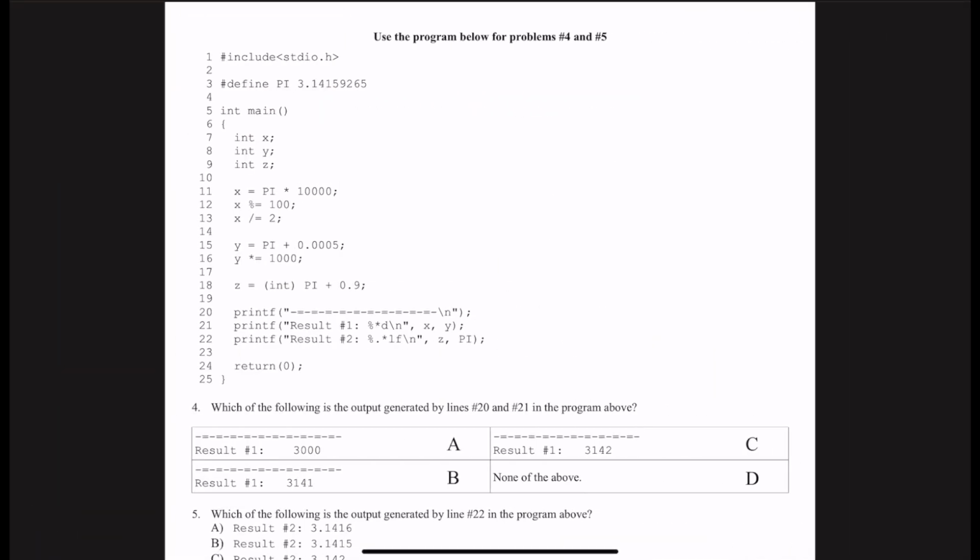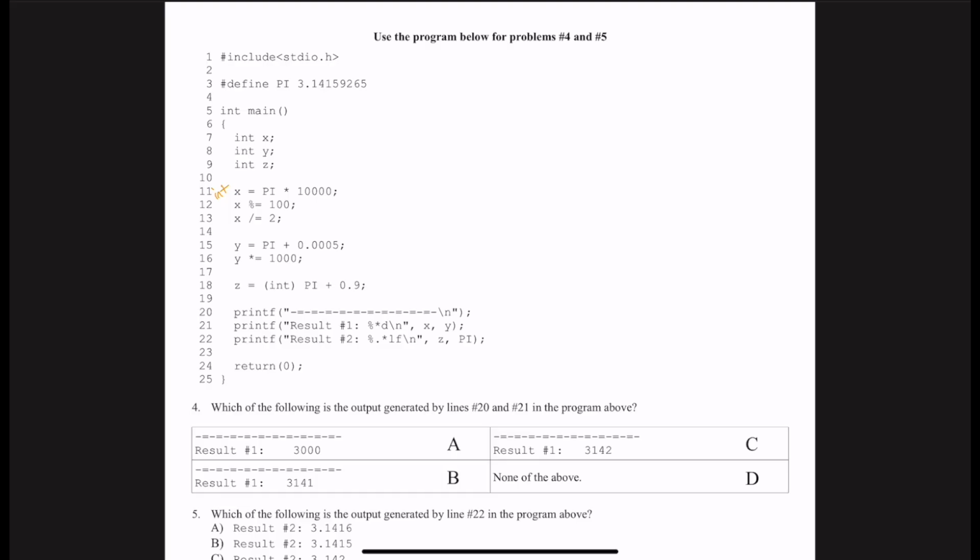All right, question 4. Which of the following is the output generated by lines 20 and 21? So we're looking for x, y, z, and pi. Or excuse me, we're looking for just x and y. So let's find x and y. X equals pi, a defined constant, times 10,000. And notice that x is an int. So I like to write that on the left side as a reminder.